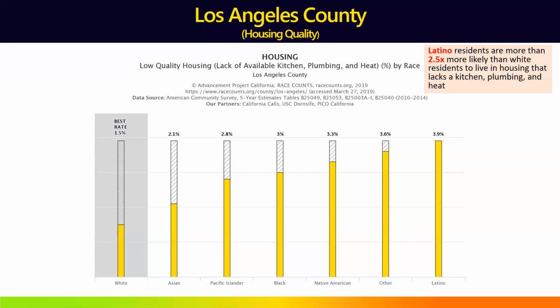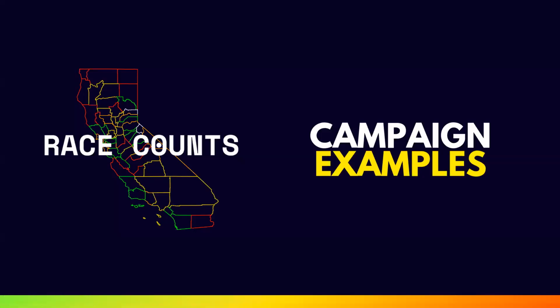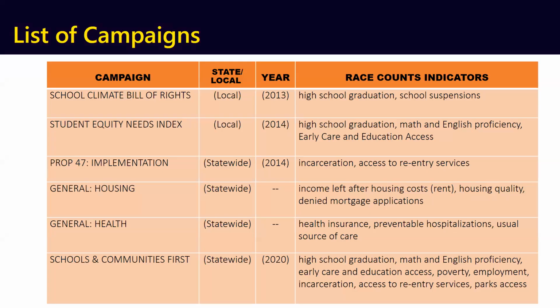Let's turn to some campaign examples. So what's the point of all of this? Here's where the advocacy comes in. With this data, we believe that stakeholders have the potential to move the needle on racial inequities in California. Funders, elected officials, officials from state and local administrative agencies, and community organizers can work on these issues to ensure that we see greater performance and fewer racial disparities on a host of issues that impact Californians.